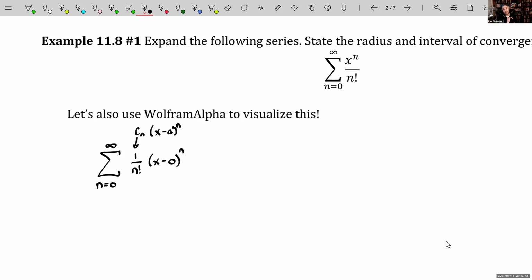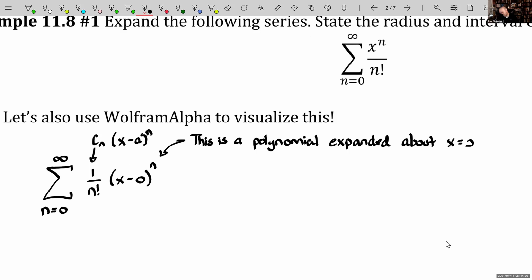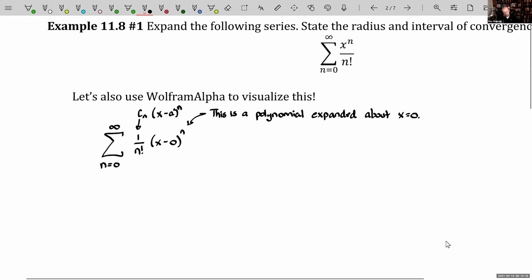We are expanding this polynomial. That's a way we're going to say it. This is a polynomial expanded about x equals 0. I'm telling you, it's one of my favorite topics. Okay. So let's go ahead and see what this expands out to be.